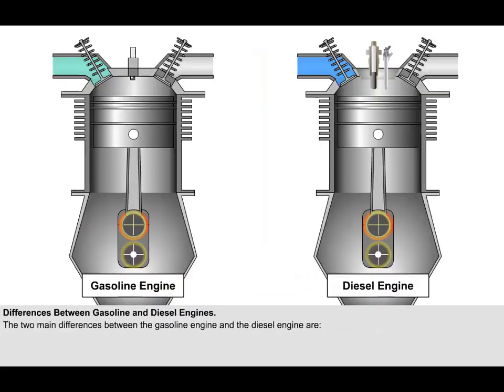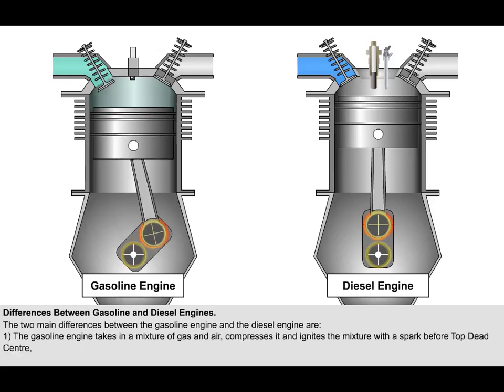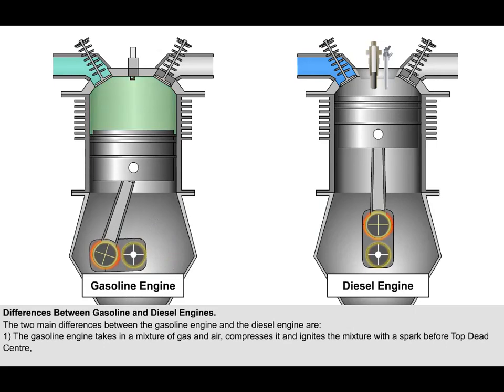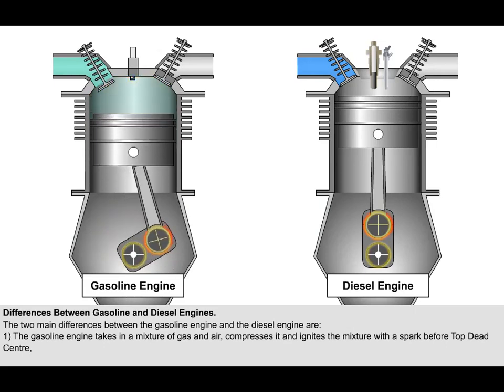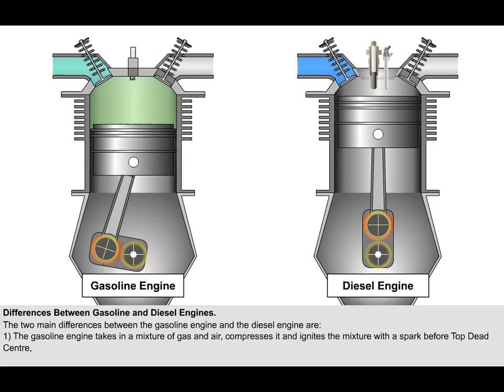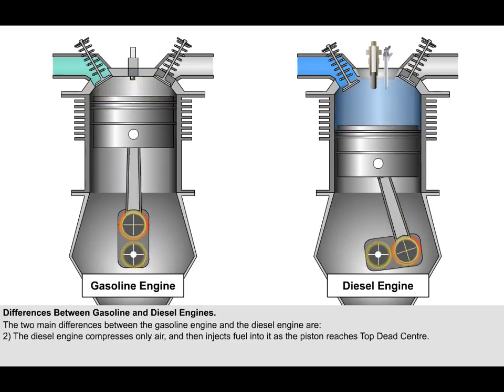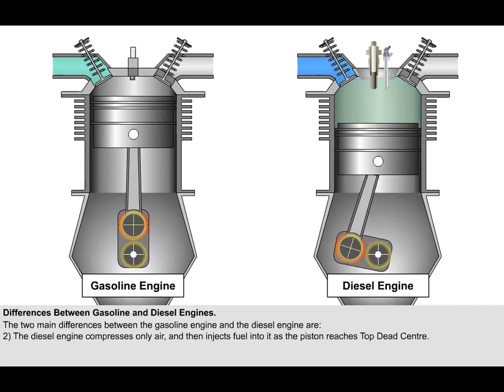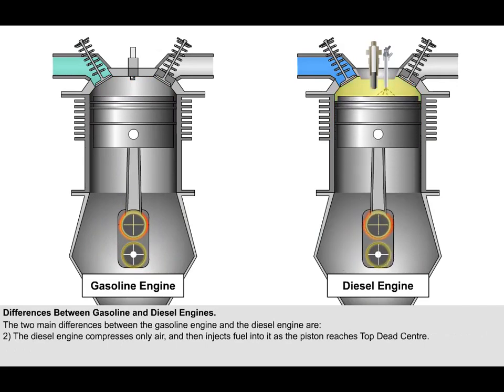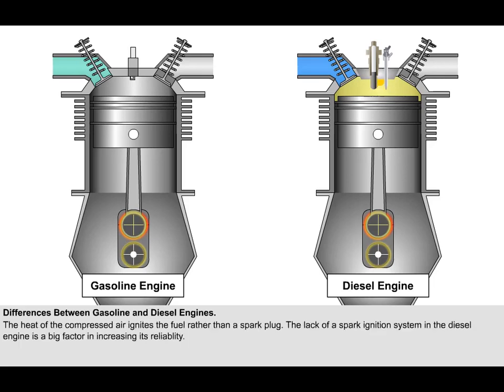There are two main differences between the gasoline engine and the diesel engine. They are: firstly, while the gasoline engine takes in a mixture of gas and air, compresses it and ignites the mixture with a spark well before top dead center, the diesel engine takes in just air, compresses it, and then injects fuel into the compressed air as the piston reaches top dead center. Thus, it's the heat of the compressed air which ignites the fuel spontaneously, rather than a spark plug. The lack of a spark ignition system in the diesel engine is a big factor in increasing its reliability.